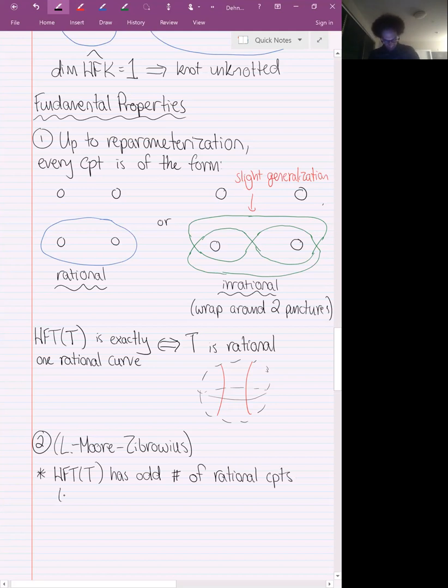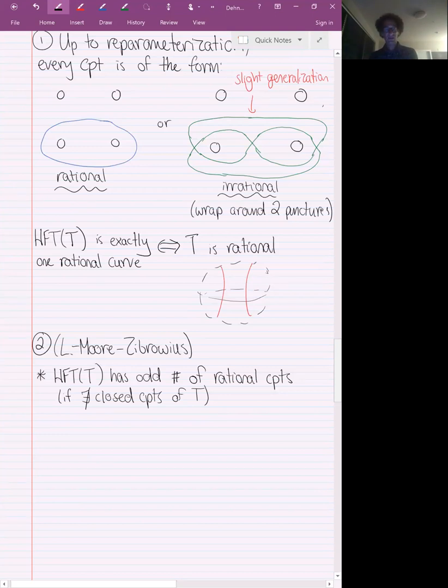And that's with this slight technical hypothesis that there don't exist closed components of T, but we don't care about closed components. We assume there aren't any if we're going to glue up two tangles and get a knot. So I'm just going to ignore that.